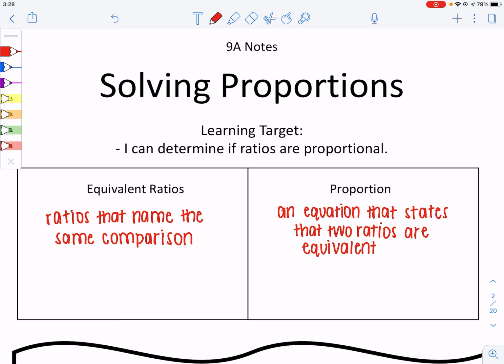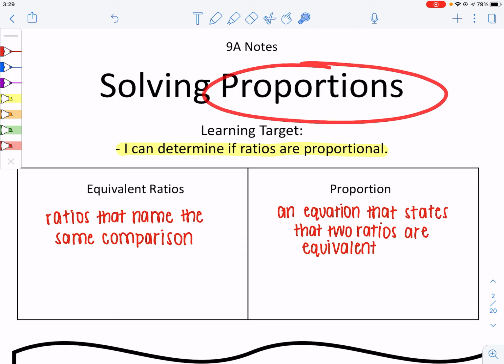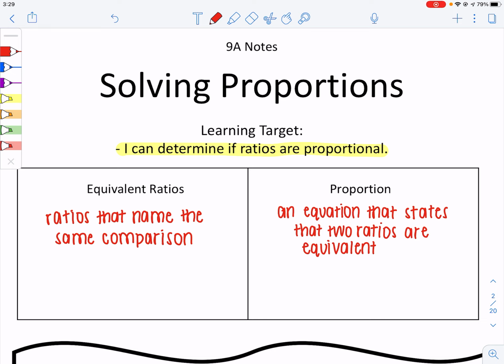So today we're going to take a look at our first lesson on our Unit 9. Go and highlight your learning target up at the top: I can determine if ratios are proportional. And we've seen proportional relationships because that's what our whole Unit 8 was over. So now we're just going to take a look at proportions. And this is our first lesson on talking about what proportions are.